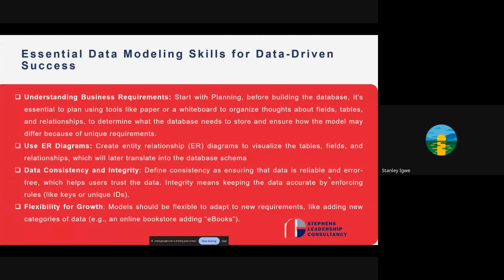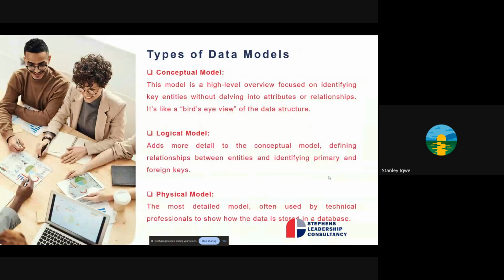And then you always have to leave room for flexibility and growth. So when you're designing a model, you always have to leave room for, in future, if something is going to come up, how are we going to capture that data? Discuss that so that it helps you later and you know that you're not having to do much after. And then there are different types of data models. There's one called the conceptual model. That's the first level. The second level is the logical model. The third level is the physical model.